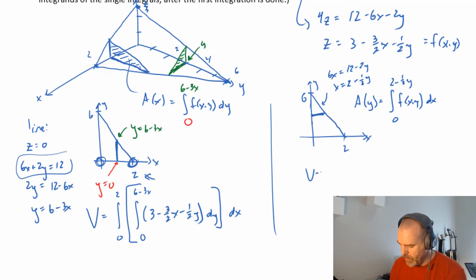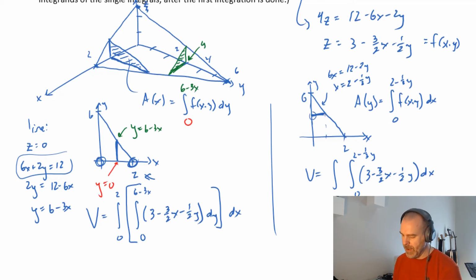Then the volume here for this one will be the integral of, and then we have this integral inside, 0 to 2 minus 1/3 y, and then the function 3 minus 3/2 x minus 1/2 y. And that's we're integrating x, because x started at 0 and ended up over on the line. And then we're going to integrate all of that with respect to y.